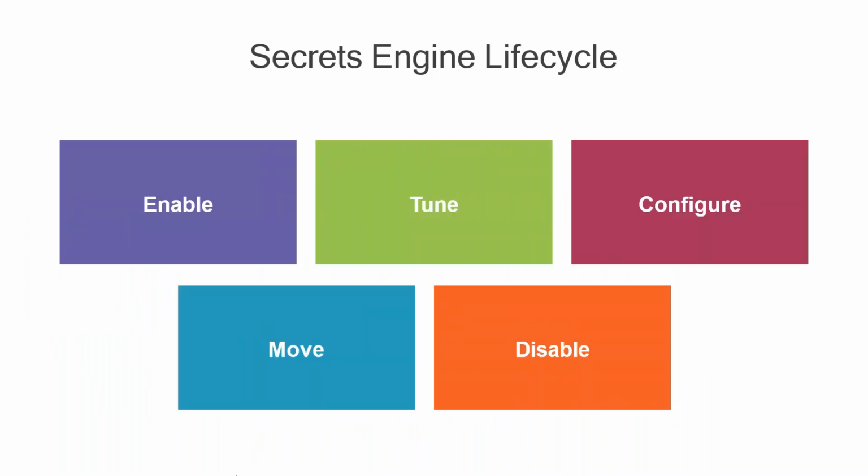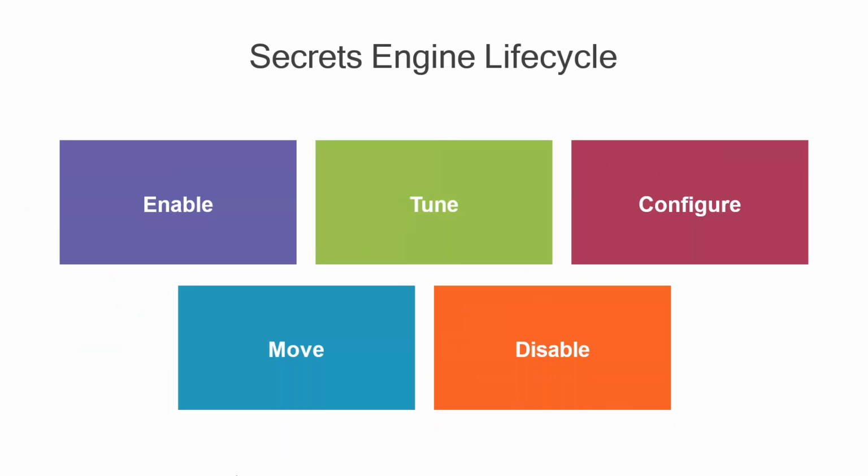Okay, so now the question is how can we enable it? So simple. These are the life cycle for enabling the secret engine. First you enable it or disable it. In between you can tune it, configure it, and move it also. I mean, move means path. Remember that everything is a path, right?